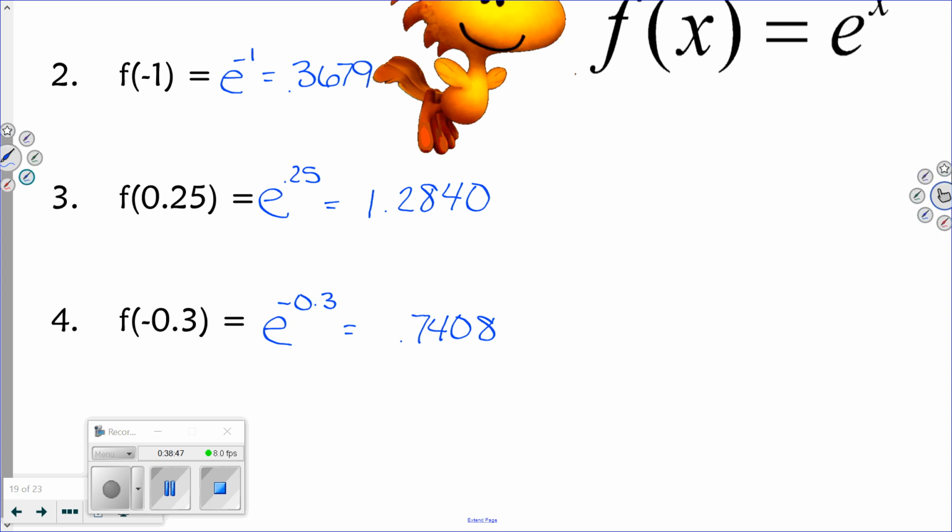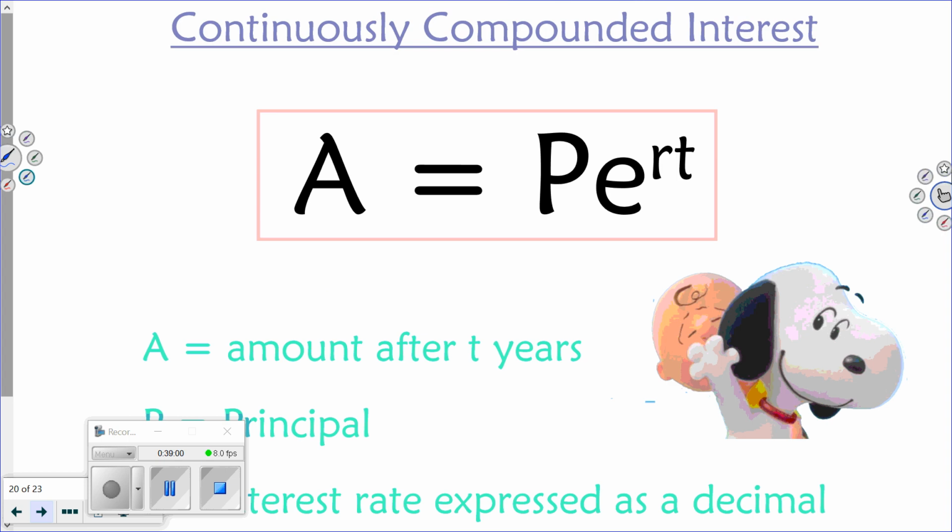So do we know where the E button is? No, we don't? All right. So that is the number E. The number E. Sounds weird to say, doesn't it? All right, and you're like, great, where do we use that?